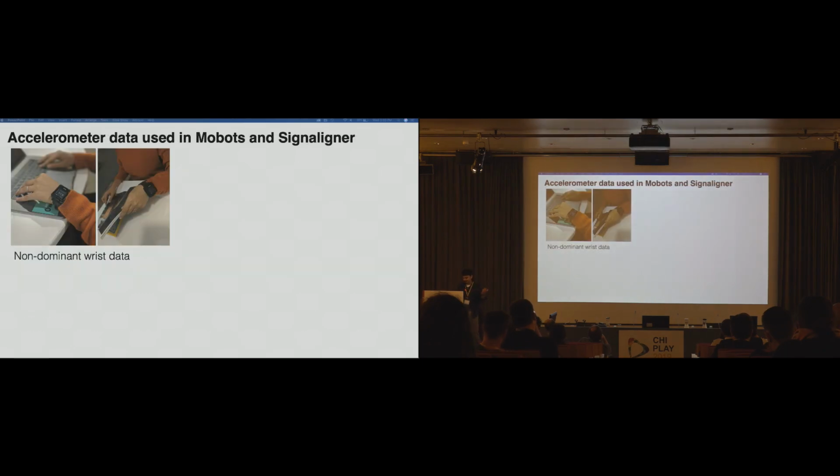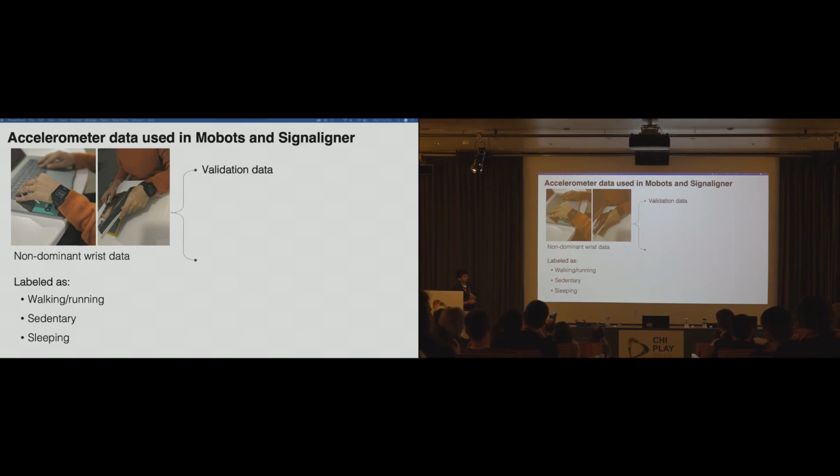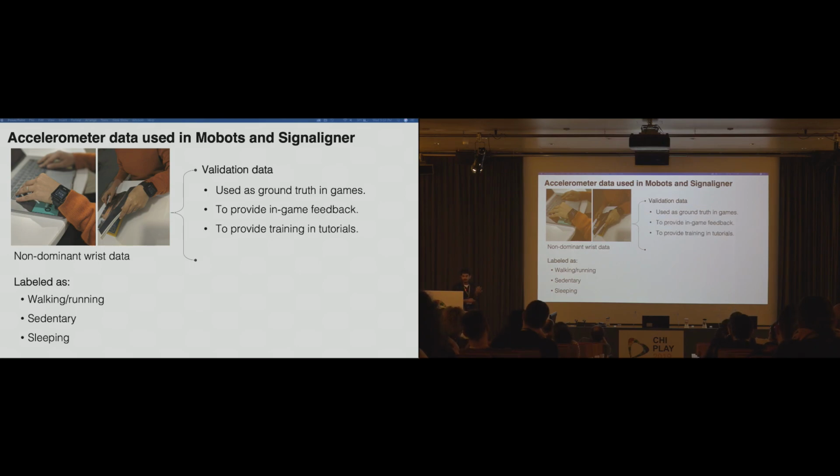The data that we used in the pilot game prototypes was collected from some participants who wore accelerometers on their non-dominant wrist. And our research group then labeled this data set into several categories, including walking and running activities, sedentary activities, and sleep patterns. We then divided this labeled data set into two parts. The first part that was used in the game is called validation data, which is used as the ground truth in the games to provide in-game feedback to the players and to provide training during the tutorial levels when they're teaching them how to label these activities.